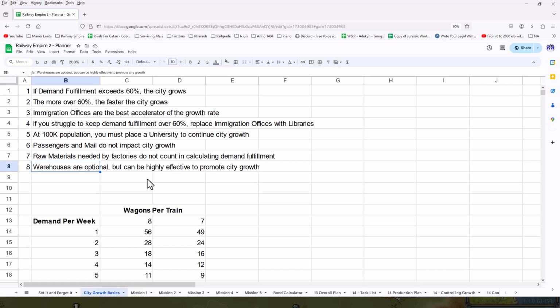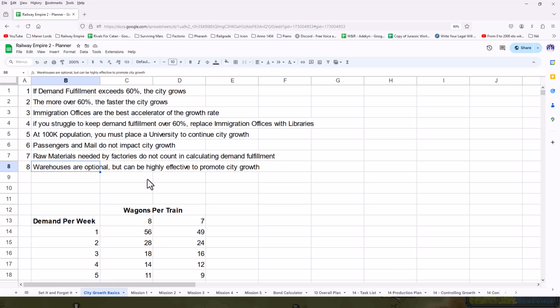So you've got to get over the 60% to get growth. As long as you can stay even at 61%, use an immigration office if it's available. If you struggle to keep that 60, again, use the library. At 100,000 population, you've got to replace the library or immigration office or whatever you're using with a university to continue growth. So at that point, you've got to keep your demand fulfillment up without the help of a library, and you don't get the accelerator of the immigration office. However, the city's bigger and you still get really good city growth by having a university in place.